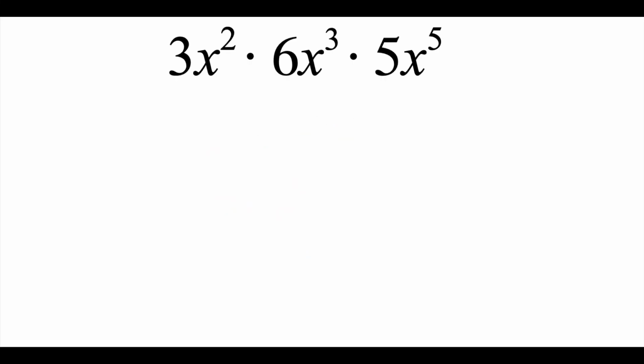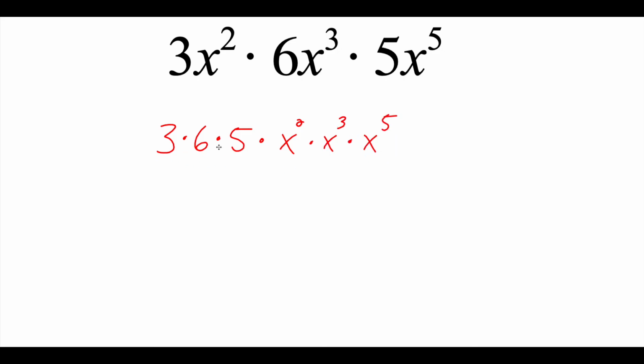Now this next one, again, very similar things happening. Now we've got three pieces though. So we've got 3x squared times 6x cubed times 5x to the fifth power. I'm still using my commutative property, so I'm rearranging the multiplication in here. So I'm going to take all of those numbers out to the front. So we're going to have 3 times 6 times 5, and then I'm going to put all of those variables on the end. So times x squared times x cubed times x to the fifth.